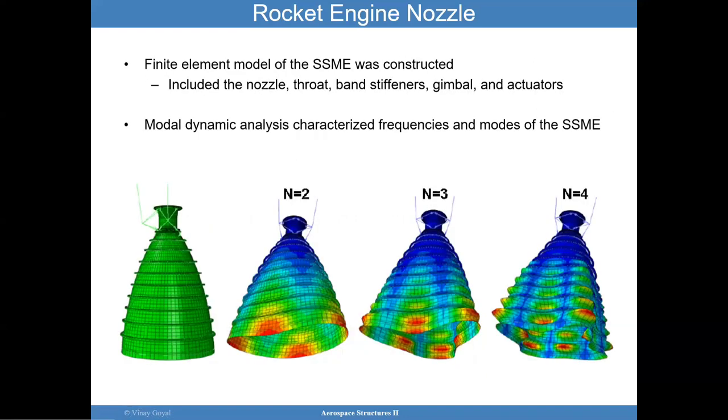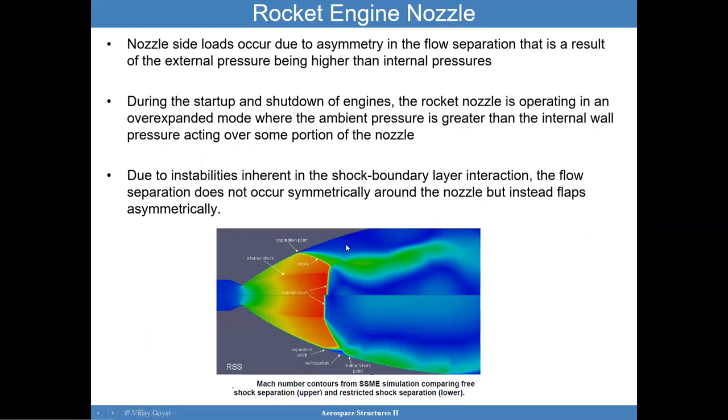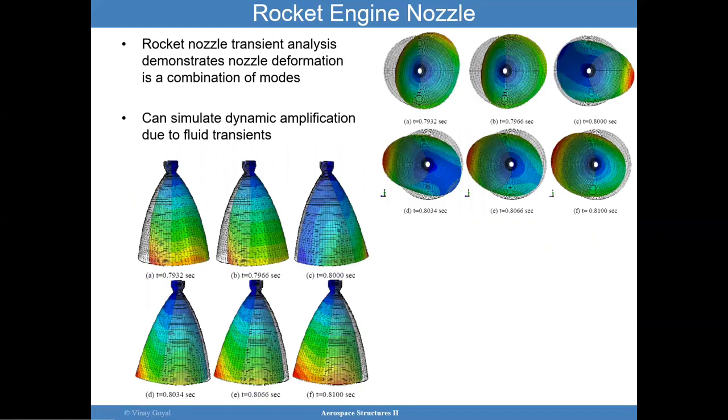The finite element model of the space shuttle main engine was constructed, and it includes the nozzle, the throat, the band stiffeners, gimbal, and actuators. And then you can calculate the modal dynamic analysis again to characterize the frequencies and mode shapes. You can see here an oval, a three petal mode, and a four petal mode. But you can actually extract even more modes as well. You can then take this analysis here. You can take this flow as a function of time and superimpose it into a modal transient analysis.